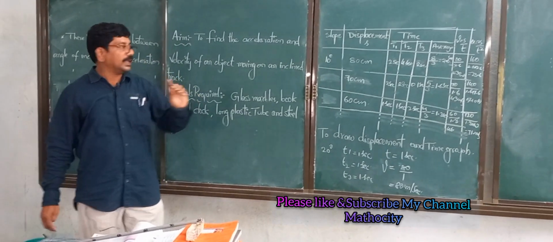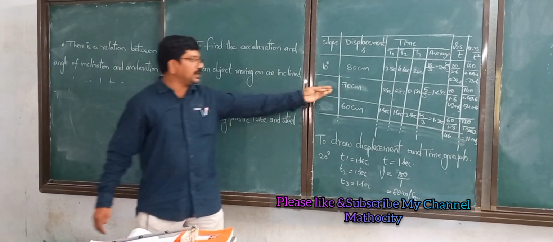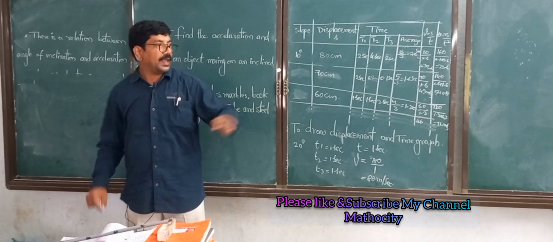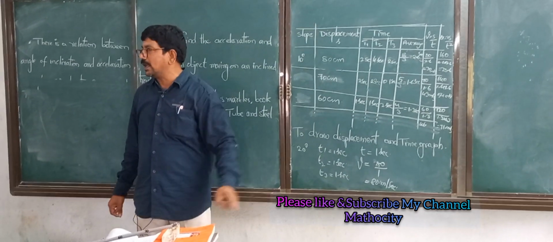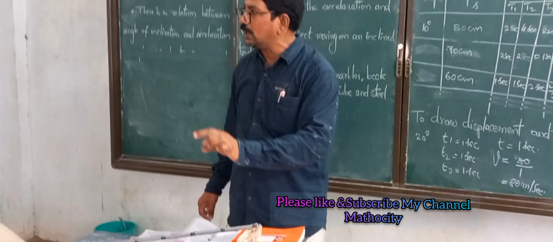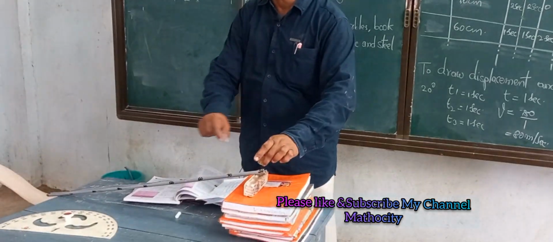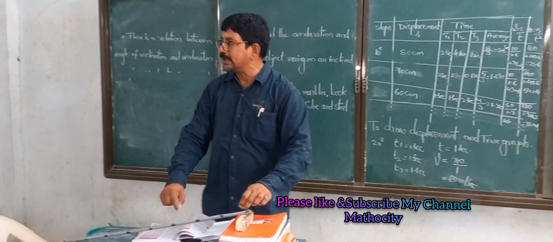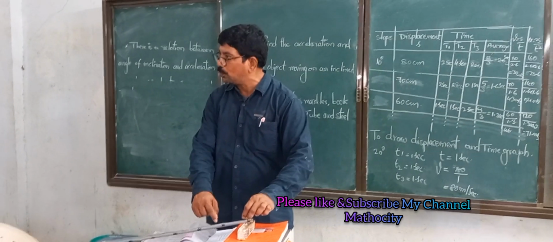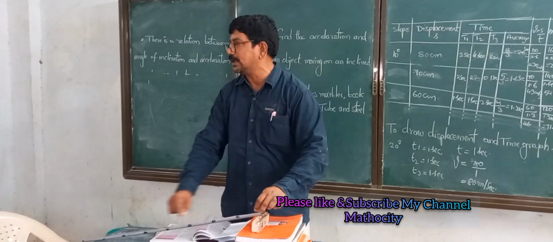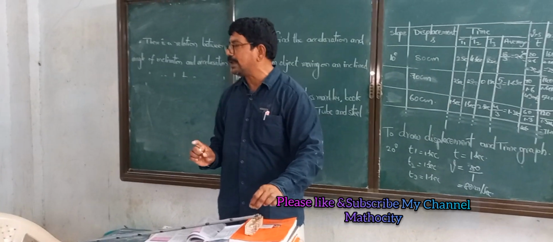Okay. Next, if I take further readings for 70 centimeters, for 60 centimeters, like that, we can find velocity and acceleration. See, if you observe this carefully, as the marble is rolling down, what is happening? Its speed is increasing. It is traveling in this direction. There is no change in the direction of motion. The direction of motion is not changing, but the speed goes on increasing. Are you clear about that?